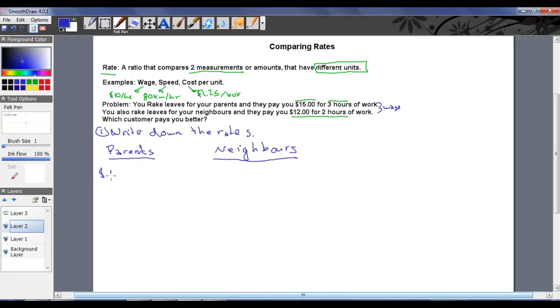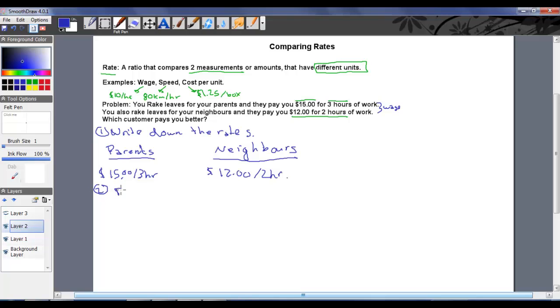So we know that your parents pay you $15 per 3 hours of work, whereas your neighbors pay you $12 per 2 hours of work. So we have our rates. We have dollars per hour, and they both have different units. So we have dollars an hour. So that's our first requirement.